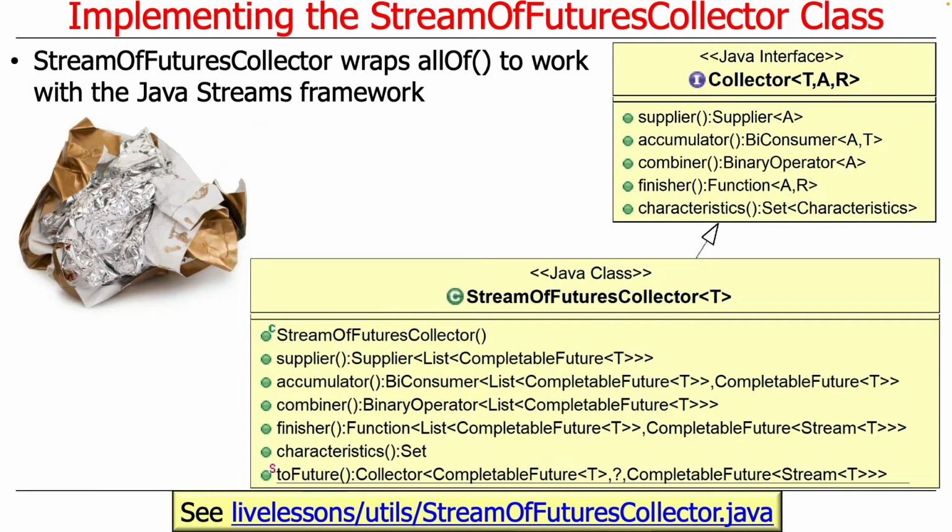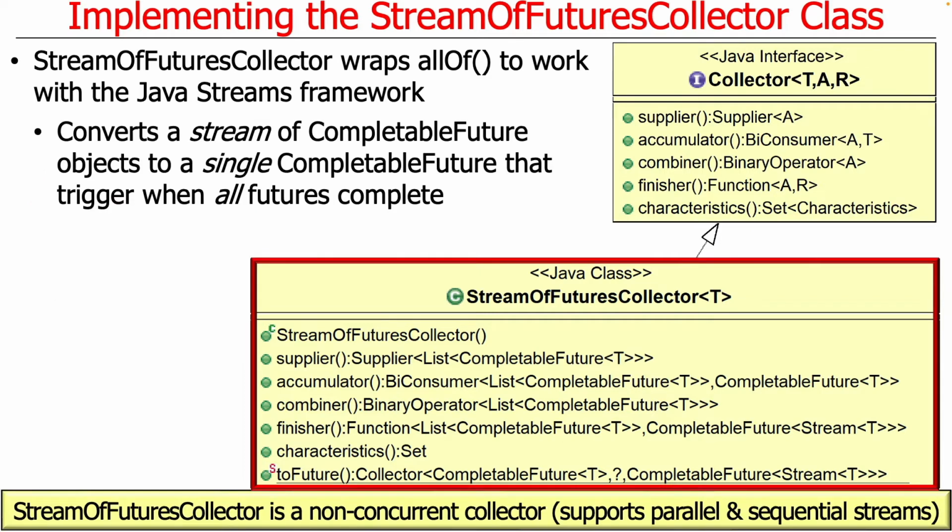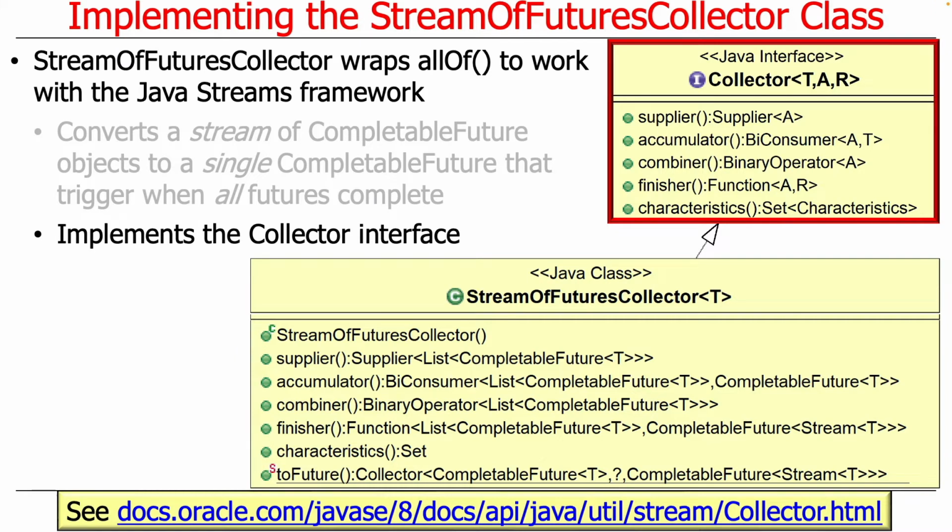The first part will be a recap of what we talked about earlier, so I won't spend a lot of time on it. The StreamOfFuturesCollector wraps the allOf arbitrary arity method so it works seamlessly with the Java Streams framework. So we have a little wrapper. What this does is it converts a stream of completable future objects to a single completable future that triggers when all the completable futures are complete. And of course, this StreamOfFuturesCollector will implement the Collector interface. We're going to take a look at how that gets used here in just a second.